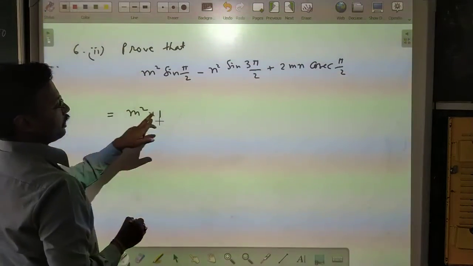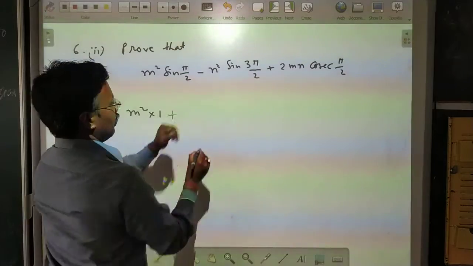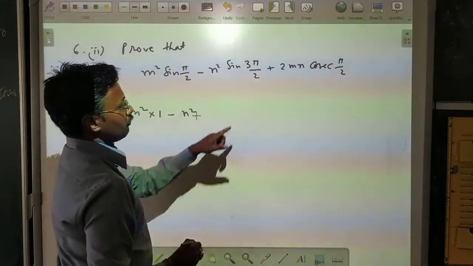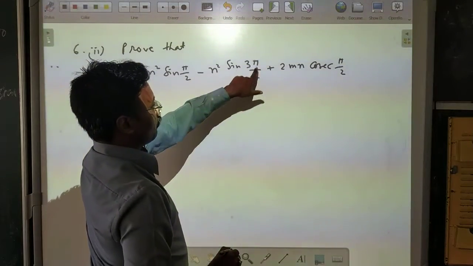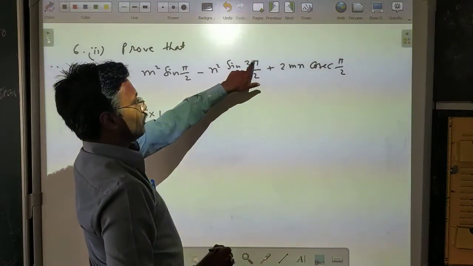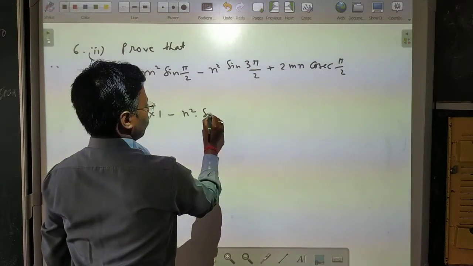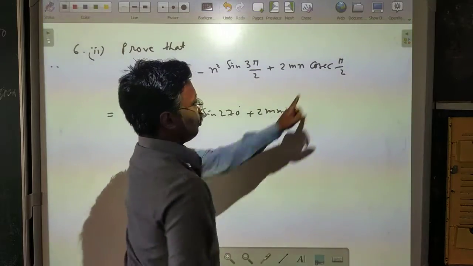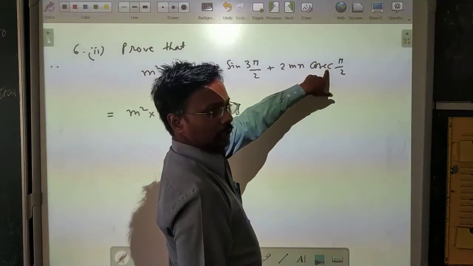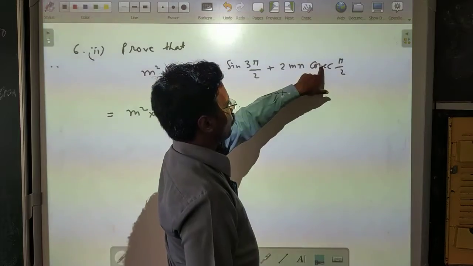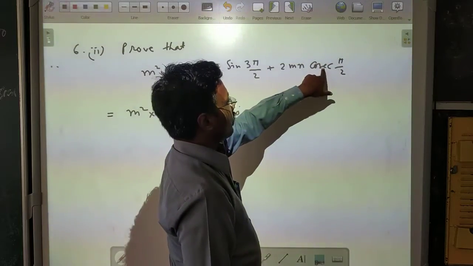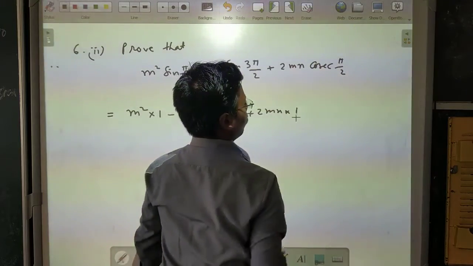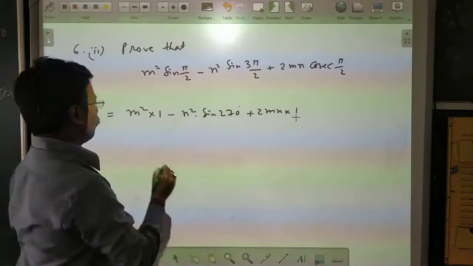So directly we can write it as 1 minus n square into sine 3 pi by 2. So it is 270 degree because pi by 2 is 90 degree. 90 degree multiplied by 3 is 270 degree. Plus 2mn into cosec pi by 2. Cosec is 1 by sine. So cosec pi by 2 is 1 by sine pi by 2. So out here we will be getting 1. Value of cosec pi by 2 is 1.